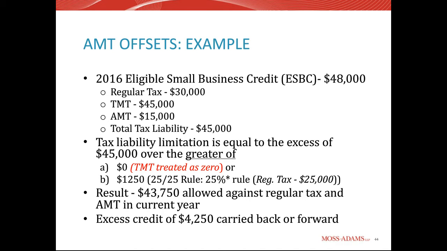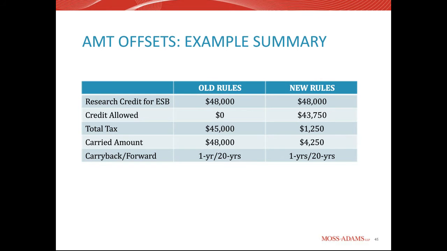That could basically take this company's tax liability down to that $1,250 amount. Here's a comparison of the old rules and new rules. In the example that we just talked about, the total tax would be $1,250. Under the old rules, this company would not be able to use the credit because of that AMT limitation, and therefore would be paying the total $45,000 in tax. So they saved $43,000 just with this new law.